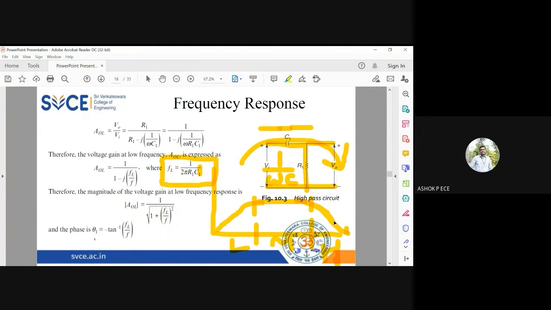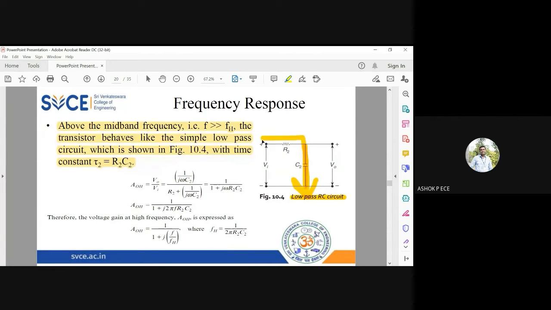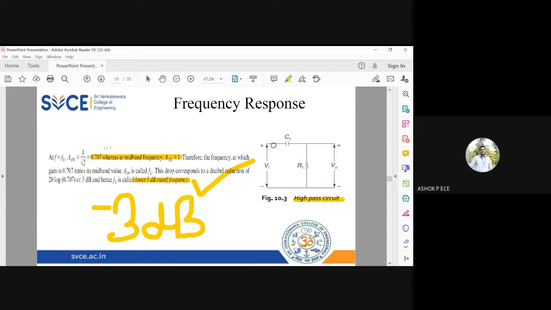The voltage gain starts reducing because the output is not available at the output terminals of your transistor, but is going to ground because of the capacitors becoming short circuited. At high frequency capacitors are short, at low frequency capacitors are open. So in the last circuit you saw, when a capacitor is in series and resistance in shunt, you call it a high pass circuit.